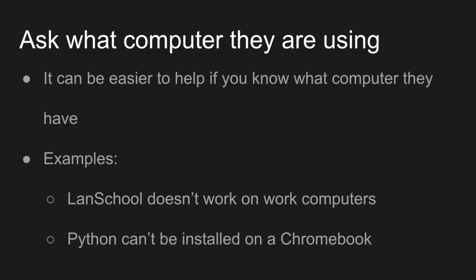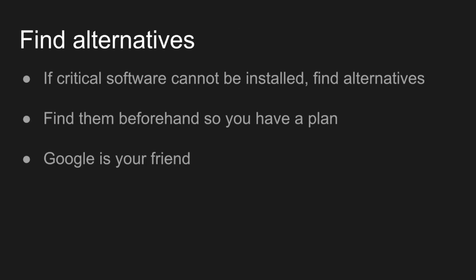So some examples, like I said, LanSchool won't work on a work computer if the permissions are blocked by the company that issued the laptop or the computer. And then Python can't be installed on a Chromebook just because of the way that Chrome OS is set up. So if you're using a Chromebook or a work computer that blocks the installation, you'll have to find an alternative option. And that's what brings us to here, find alternatives.